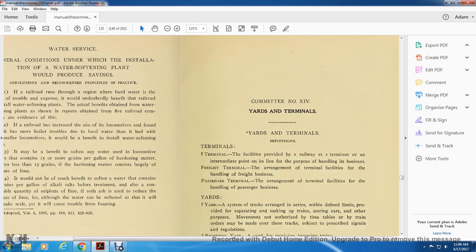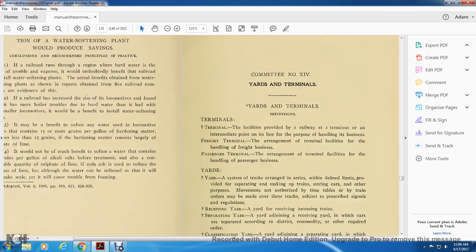Terminal facility: provided with the railway terminus and intermediate points of the line for the purpose of handling the business. Freight terminal: an arrangement of the terminal facilities for handling freight business. Passenger terminal: an arrangement of the terminal facilities for handling passenger business.